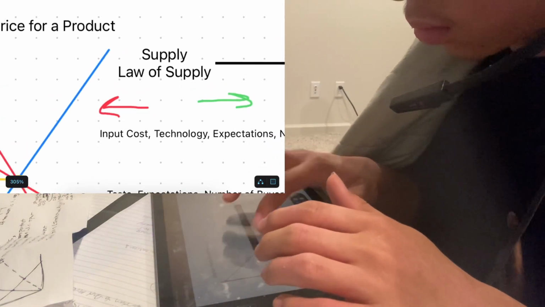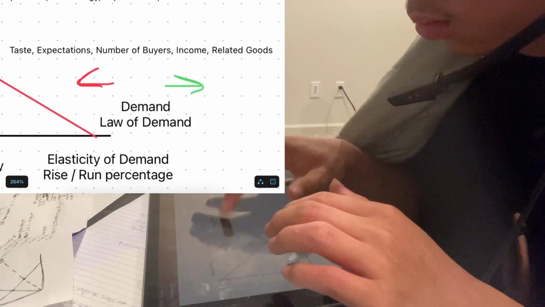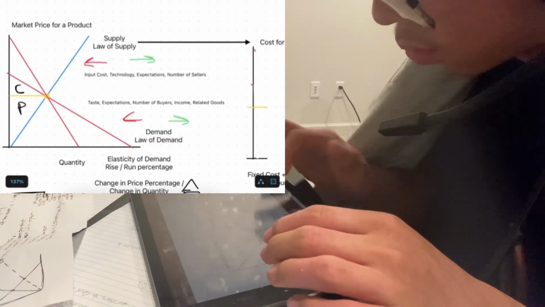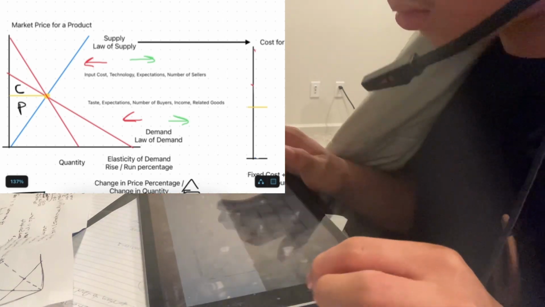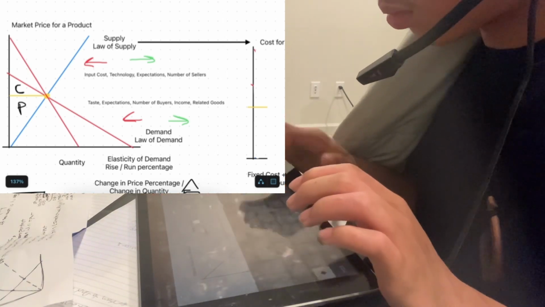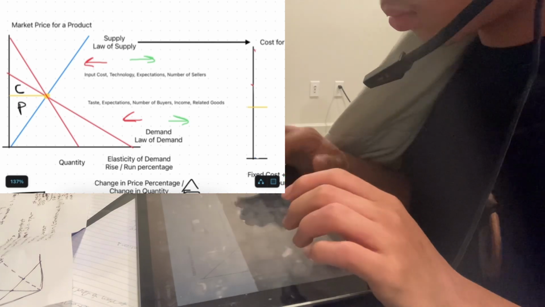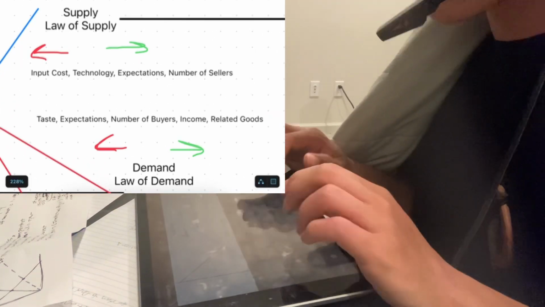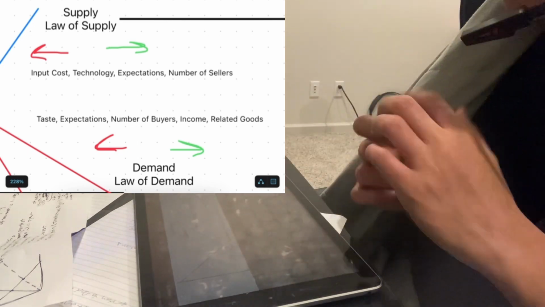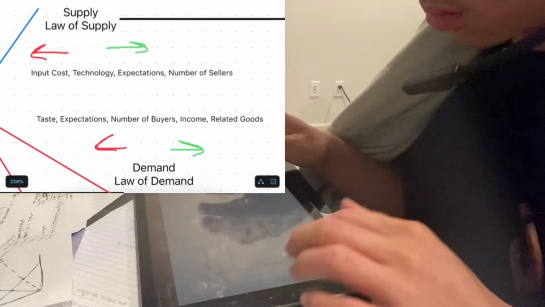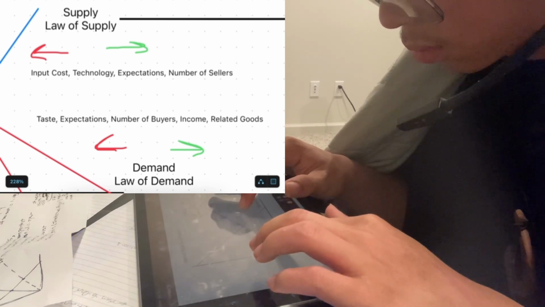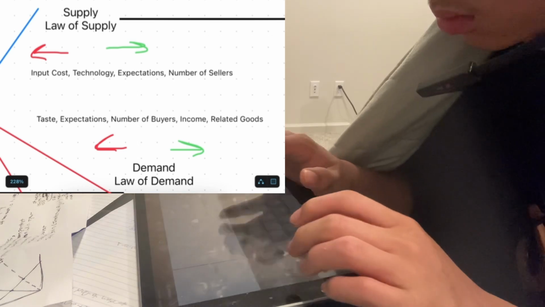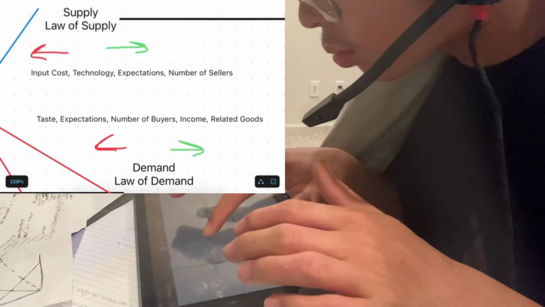Now normally there's only two lines on this graph, the supply and the demand. The law of supply states that as price increases, more quantity is provided, while the law of demand says the more the price, the less quantity is demanded. There can be shifts of the supply curve, which include the input costs, technology, expectations, and number of sellers. What shifts the demand curve are tastes, expectations, number of buyers, income, and related goods, such as substitutes and complements.